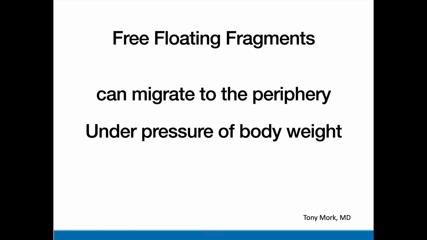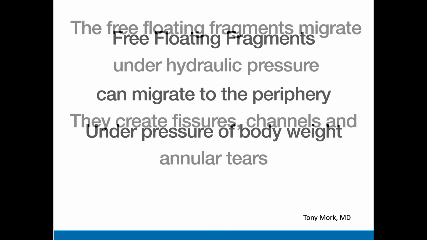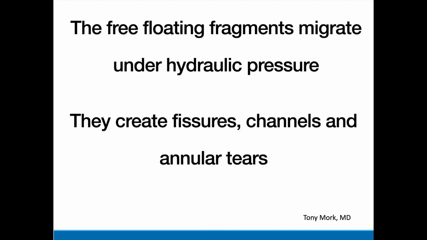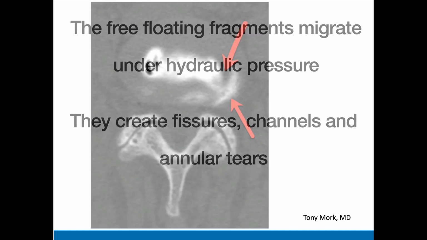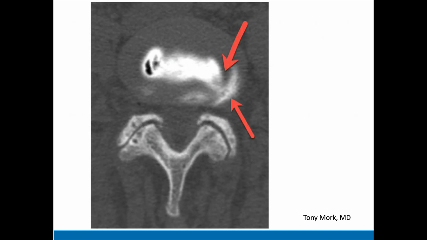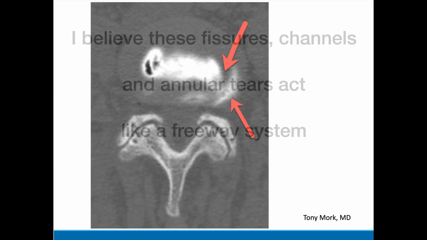So these free-floating fragments can migrate to the periphery under the pressure of the body weight. The free-floating fragments migrate under hydraulic pressure, and they create fissures, channels, and annular tears. This is the example of an annular tear. So the fragment would have started in the center, where there's a more intense staining of the nucleus, and then as fragments break off, you can follow the trail with the contrast out to the periphery.